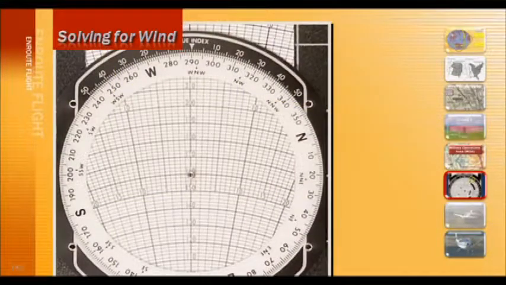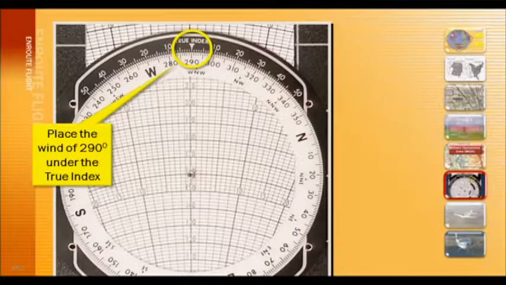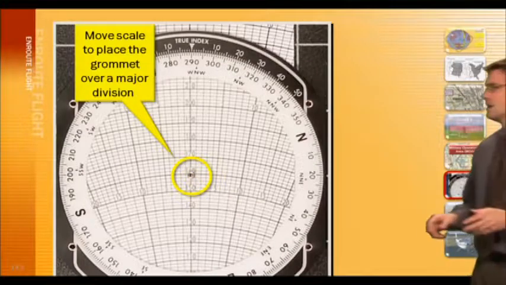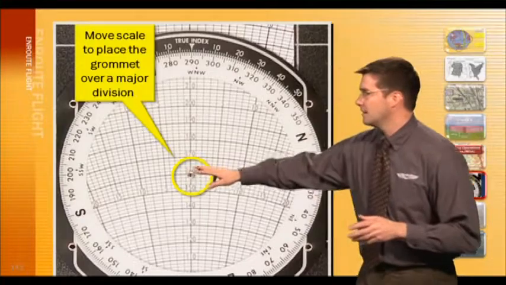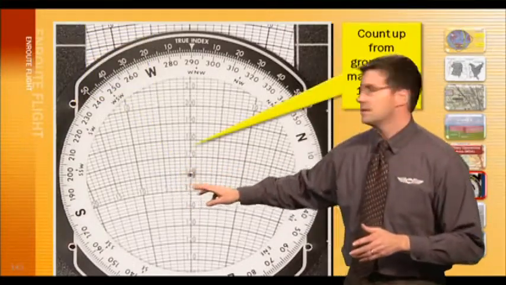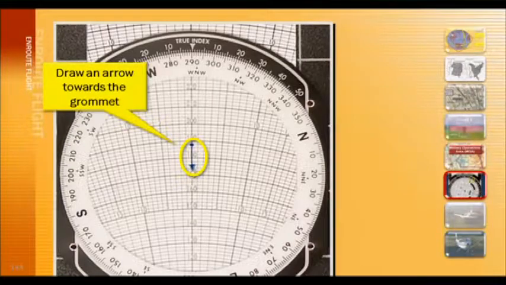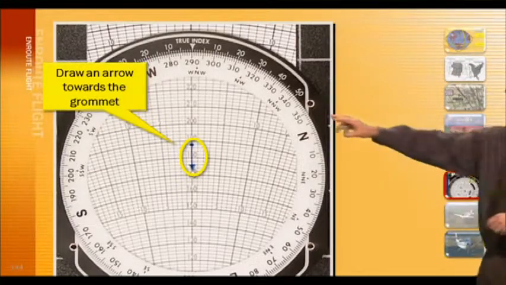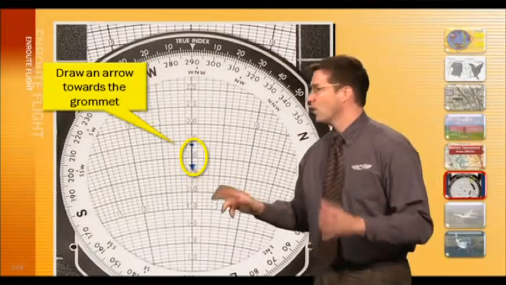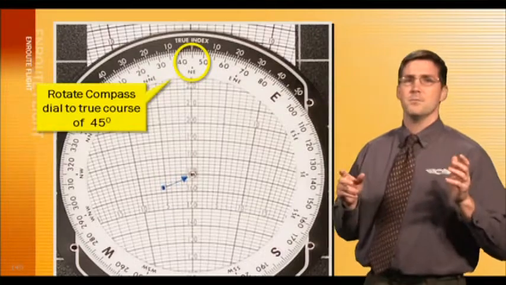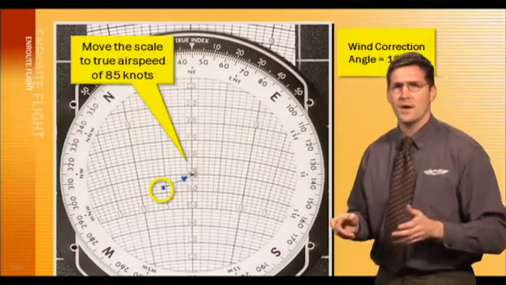Remember, from our previous example, place the wind of 290 degrees under the true index. Then move the scale and place the grommet over the major division. Then you will count up from the grommet to the wind mark. In this case, you can see that right there, and it's going to be 18 knots. Now here's the grommet, from the major division up 18 knots, then mark it. Then draw the arrow down towards the grommet, and you'll see that right here. Now rotate the compass card to the true course of 45 degrees. Then move the scale down to the true airspeed of 85 knots.